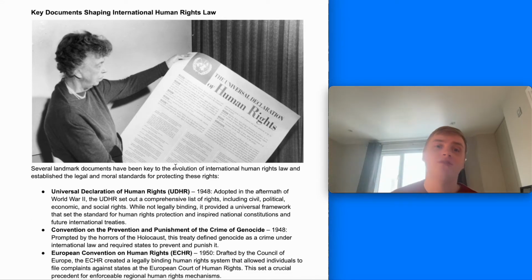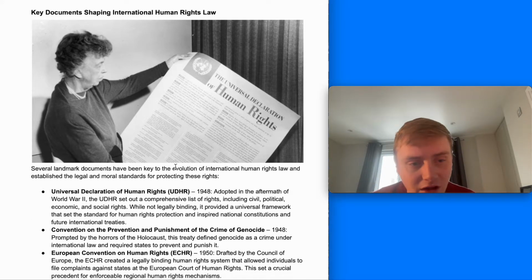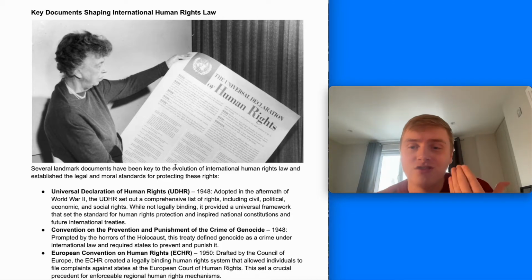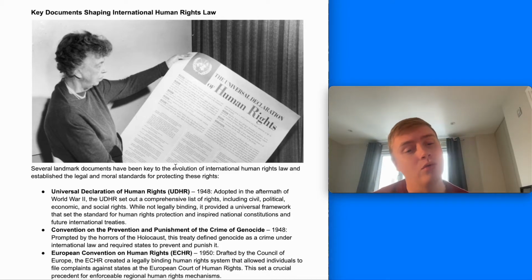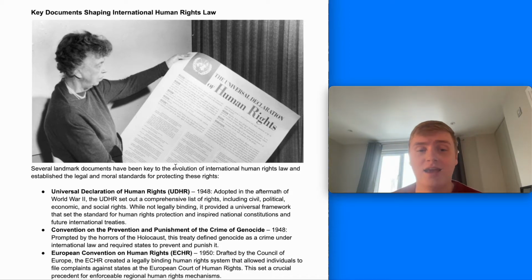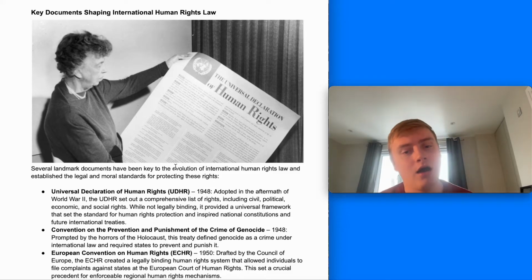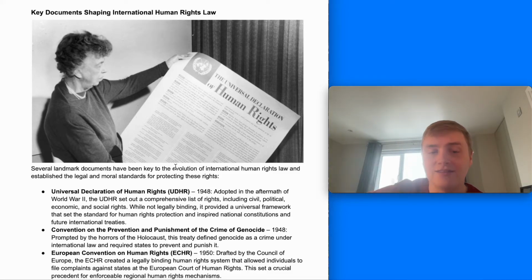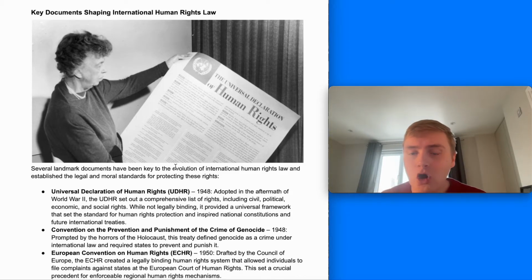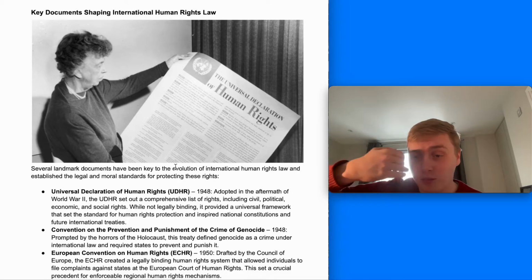There are a number of key documents shaping international human rights law. By far the most important, and the first, is the Universal Declaration of Human Rights in 1948, which was adopted at the United Nations, and it set out a comprehensive list of rights, including civil, political, economic, and social rights. So it's not legally binding, but it's provided a really useful universal framework that has strongly influenced human rights protection across the globe, including other forms of international human rights law.